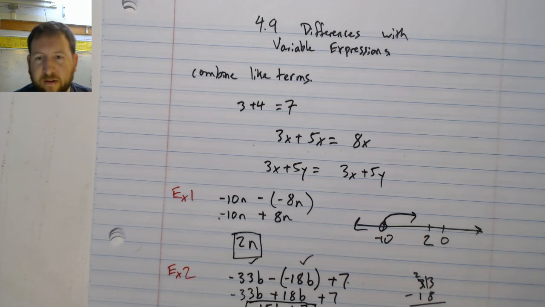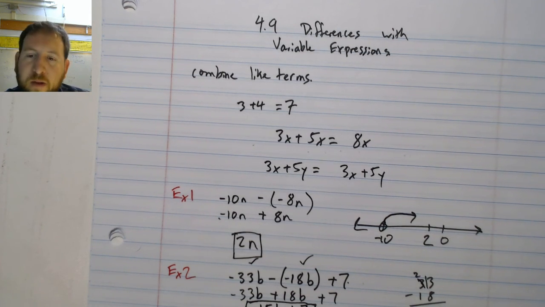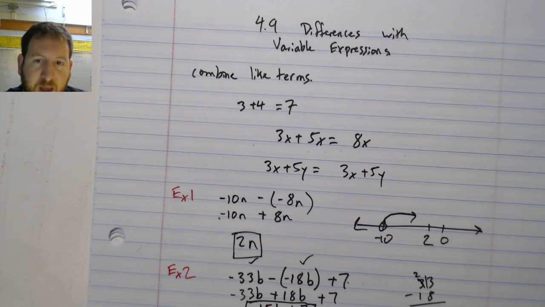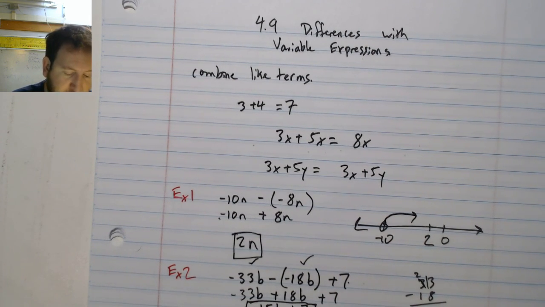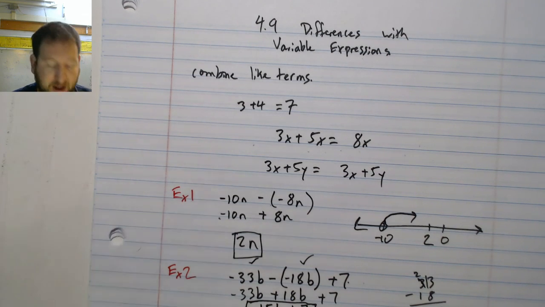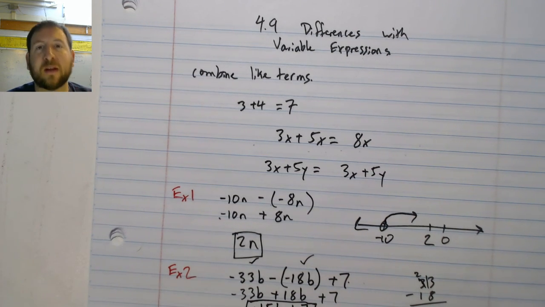The big key to remember in this section is that you can only combine those like terms, and that you don't want to combine things that don't belong. You're also going to want to remember to take the opposite of an opposite and simplify it into a positive. All right? Good luck.